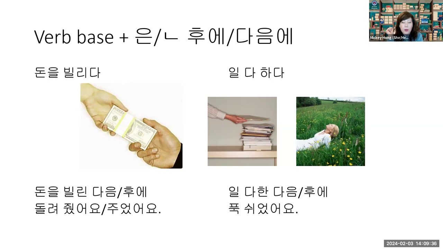Another expression with which 푹 is used is 푹 빠지다. You've fallen into something very deeply. It could be abstract or physical. When you say 게임에 푹 빠졌어요, 책에 푹 빠졌어요, like you're really deeply absorbed into that book or game. And you say 사랑에 푹 빠졌어요. You fall in love really deeply. 푹 쉬다, 푹 자다, like have a deep rest, have a deep sleep. Those are some limited verbs for which you use 푹 as adverb.